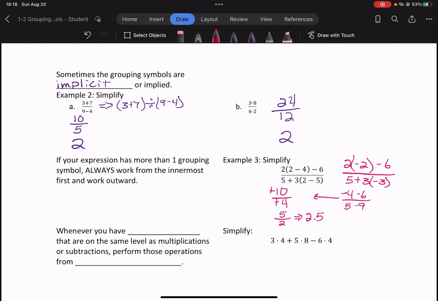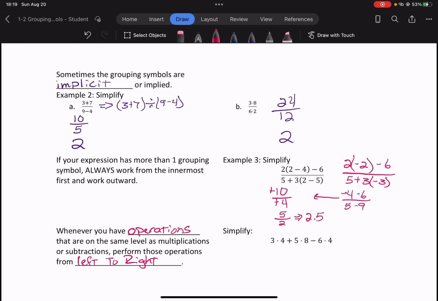Whenever you have operations that are on the same level, such as multiple multiplications or multiple subtractions, then you need to work those from left to right. So let's go ahead and start here.